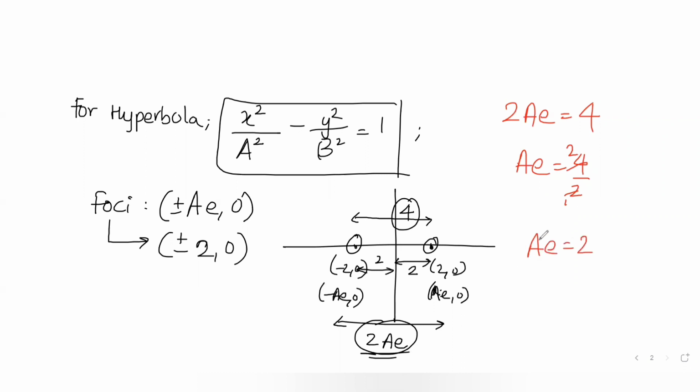Now we have been given that the eccentricity of the hyperbola is 3 by 2. If I substitute the value of eccentricity E as 3 by 2, I get A as 2 into 2 by 3, which is 4 by 3. So we get the value of capital A as 4 by 3.